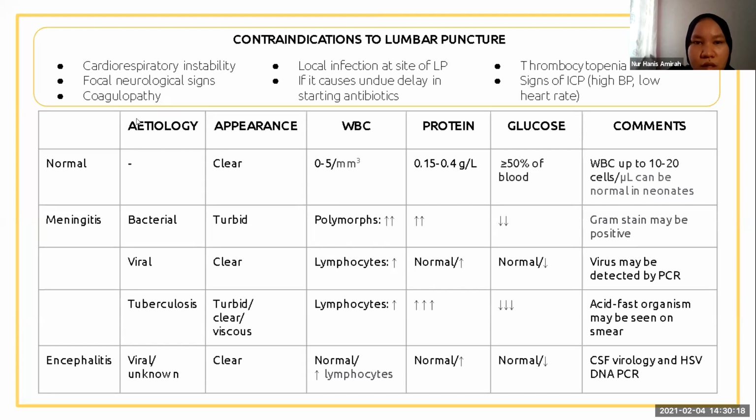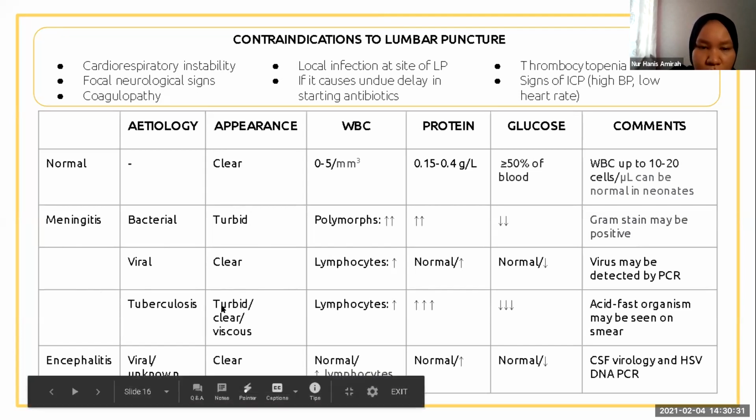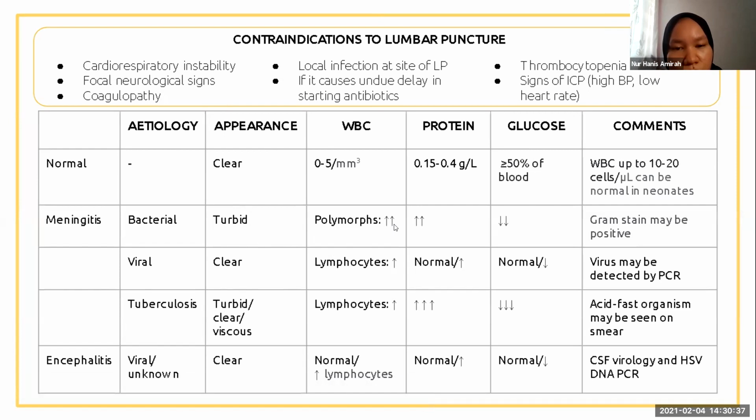So here is the result of the CSF. Just focus on the meningitis. For bacterial meningitis, the appearance is turbid. For viral meningitis, it's clear. And tuberculosis, it can be turbid, clear, or viscous. And then for bacterial also, it is neutrophilia, and then for viral lymphocytosis, but initially it might be neutrophilia at first, then proceed with lymphocytosis.